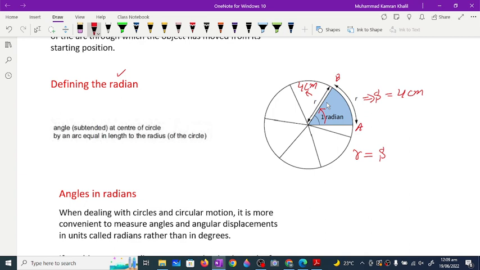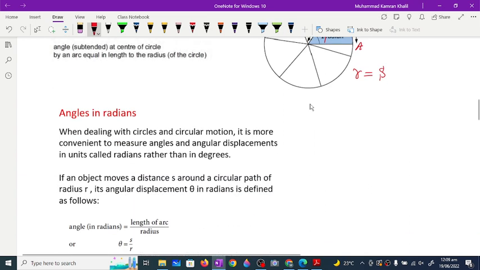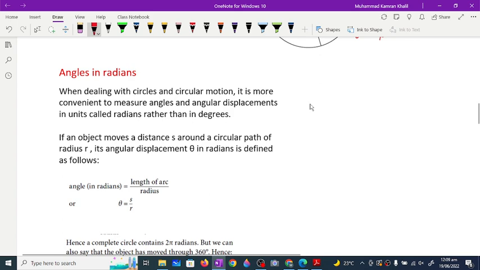Angles are measured in theta, but whenever we are dealing with the circle and circular motion, it is more convenient to measure the angles and the angular displacement in a unit called the radian. This is the standard unit. Instead of using degrees, we will use the unit called the radian. And I have already explained what is meant by 1 radian.